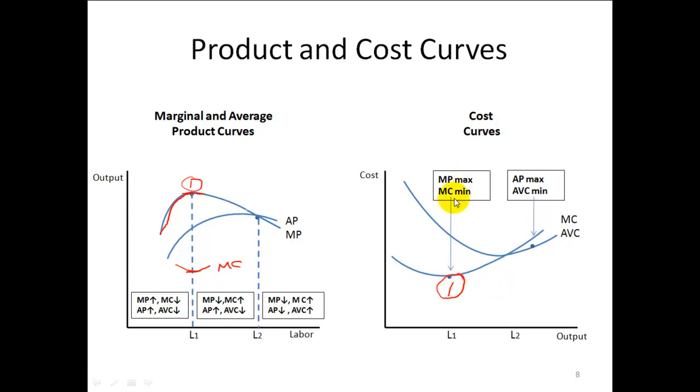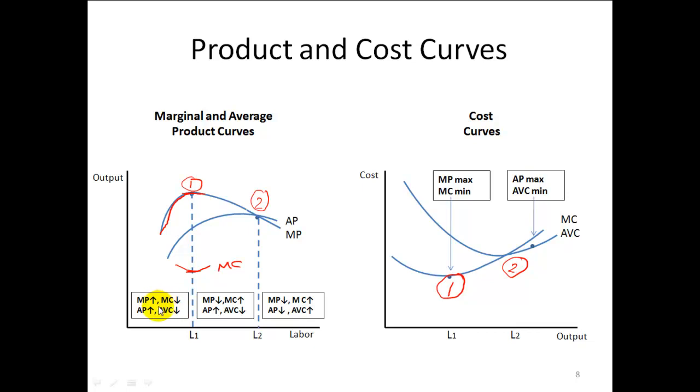And similarly, the average product and average cost are also related. So your average product is at a maximum where your average cost, average variable cost, is at a minimum. Important points to realize. And you know, these little boxes over here just show you the relationship along three different segments of these graphs.